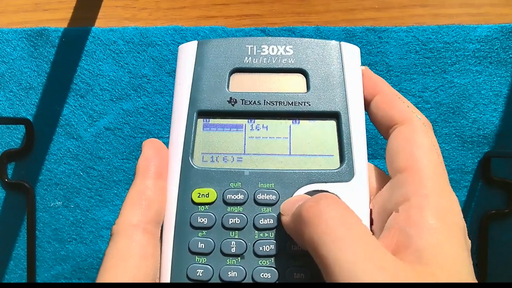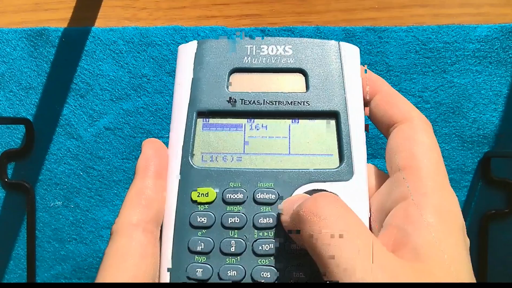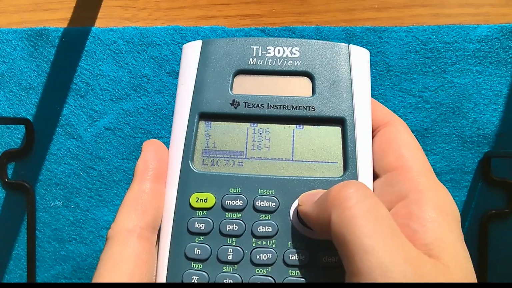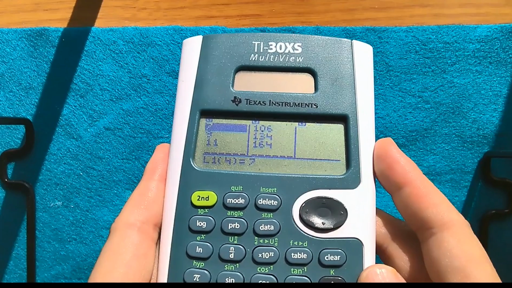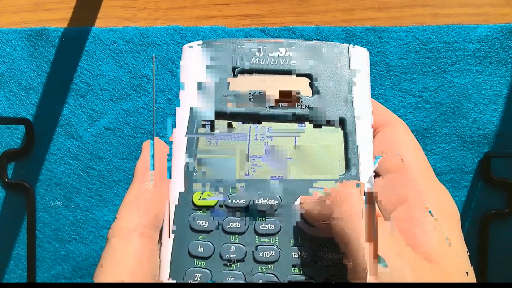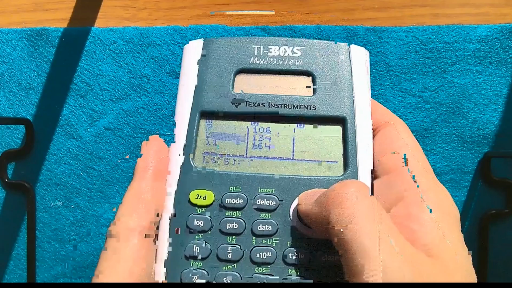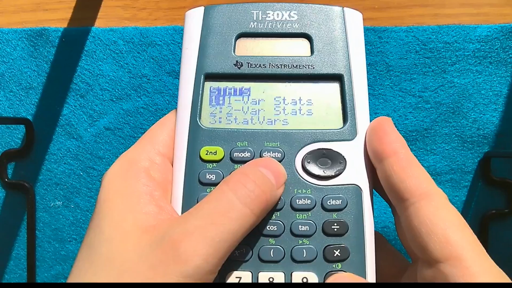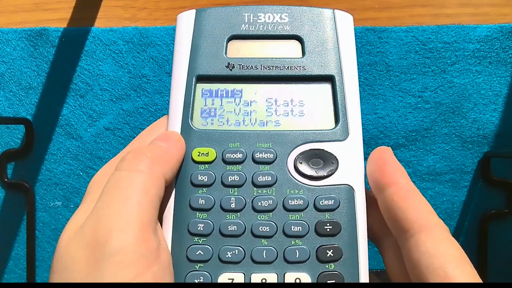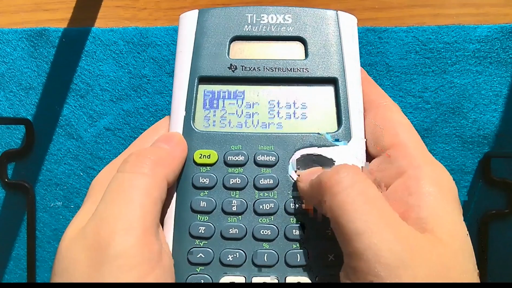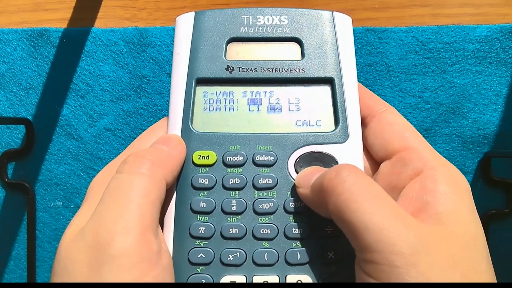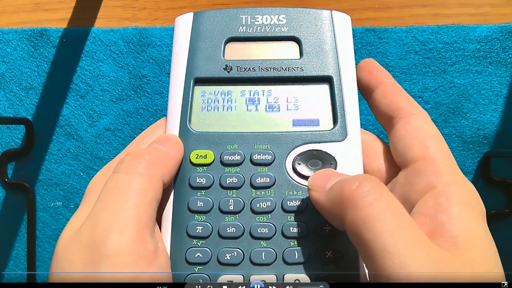I forgot to enter 11 for x. Once you have two columns of x and y values, you press shift. For my calculator, I press shift and then stat. And I click two-variable stats. Then you can see x data is column 1, y data is column 2, and then I calculate.